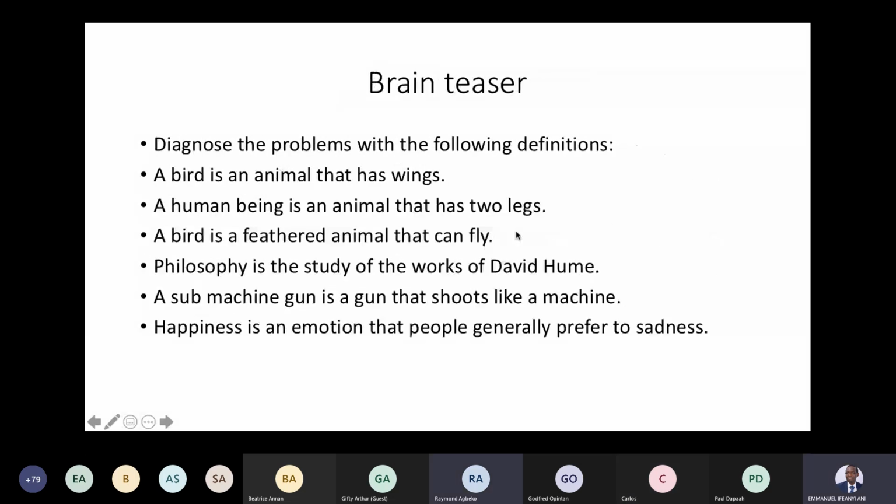Then a little exercise. Diagnose the problems with the following definitions. What are the problems with these definitions? A bird is an animal that has wings. An animal that has wings being the definition of a bird, is there any problem with that?